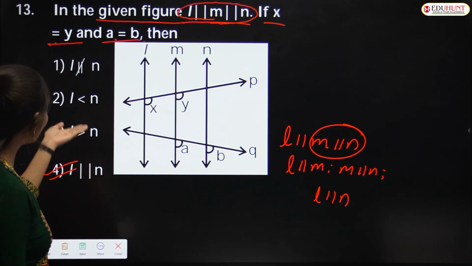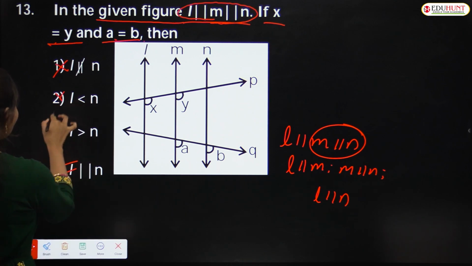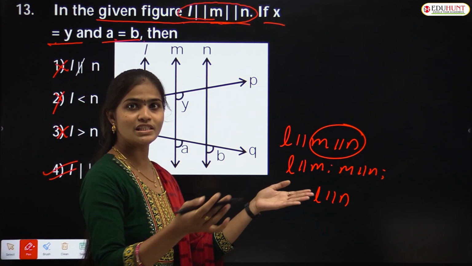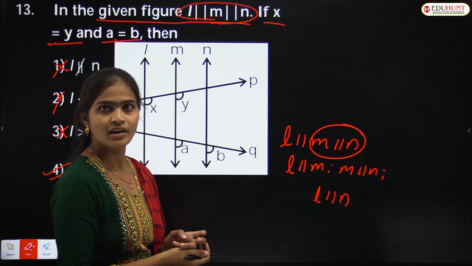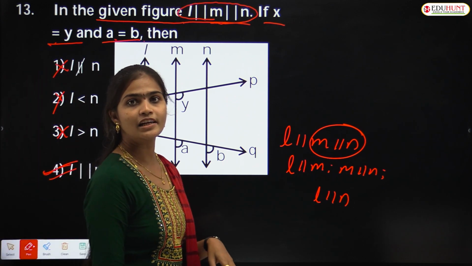So in the given options, what are they given? Not parallel, so this is wrong. Less than and greater than: we can't compare the lengths of lines, which is smaller or which is bigger. Those two are wrong options. So directly we can go for option 4, that is L is parallel to N.